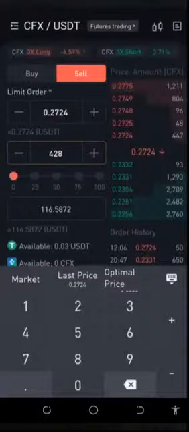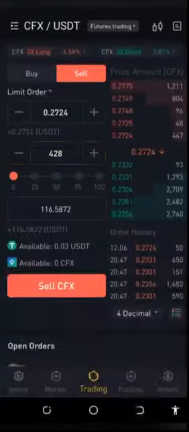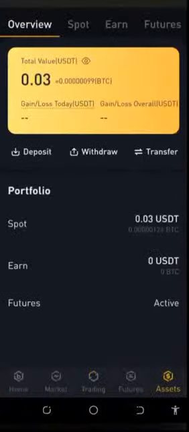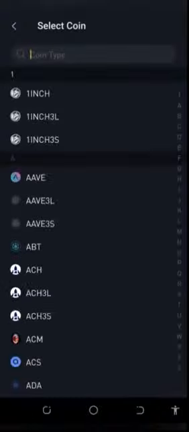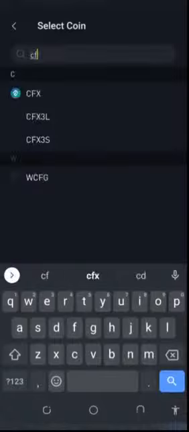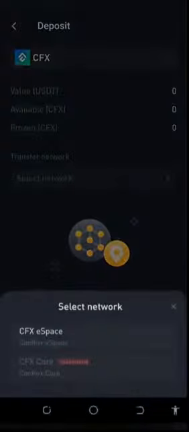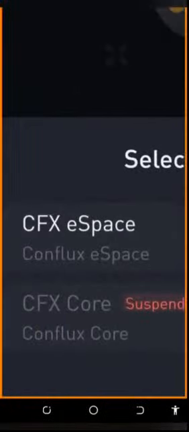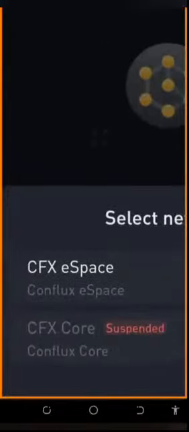But first off, we need to also check the network, the deposit networks, the withdrawal networks, and all of those. So now, since we're here on Arbitrage, let us check the deposit network. Let's see what it is to deposit CFX. Yes, CFX. All right, I'm just going to click on that. Okay, what are we seeing here? We're seeing Conflux eSpace. We're seeing Conflux Core. Conflux Core is suspended while Conflux eSpace is available.